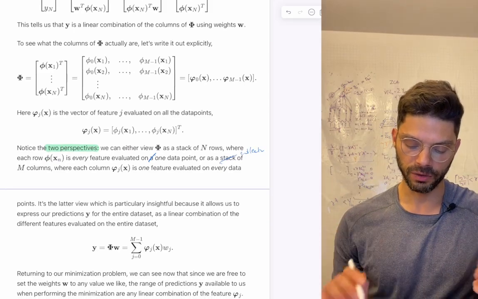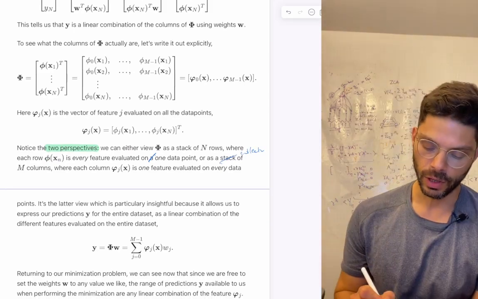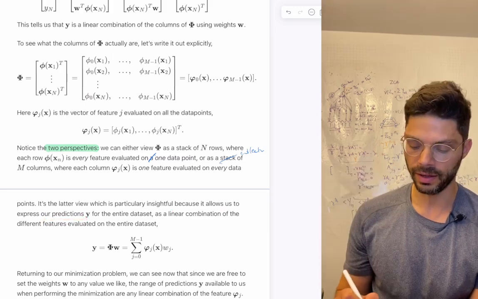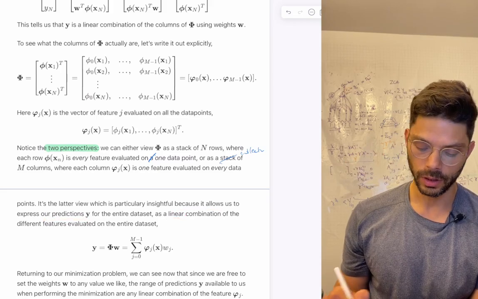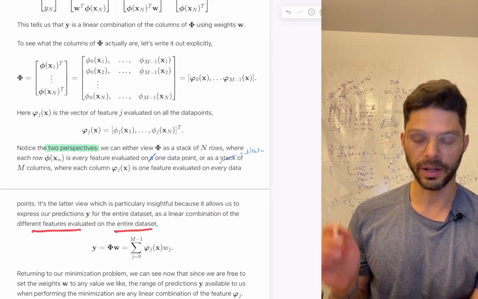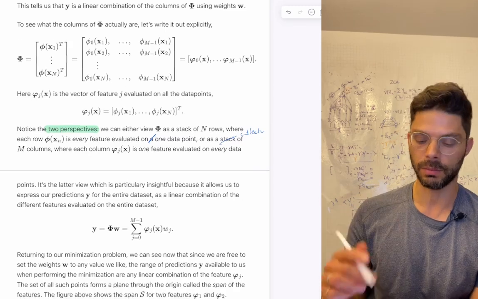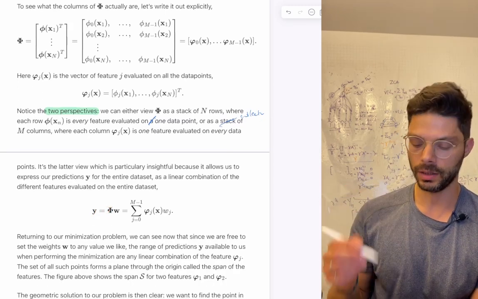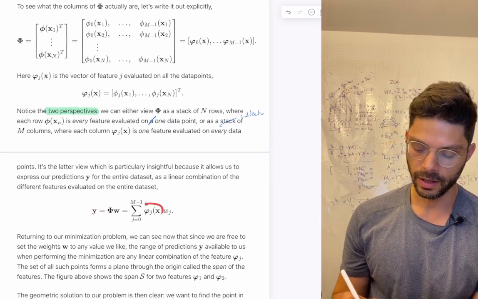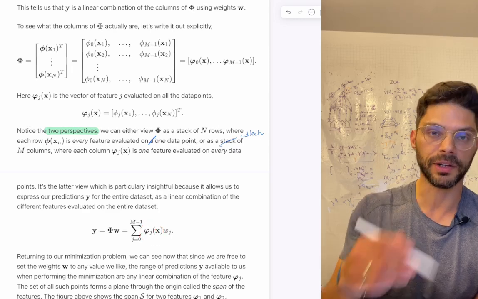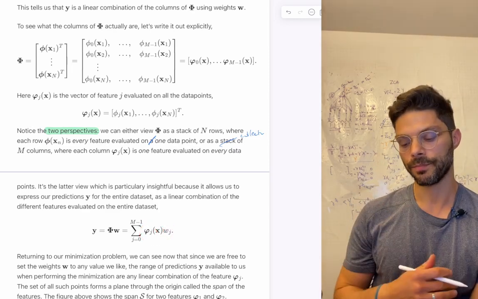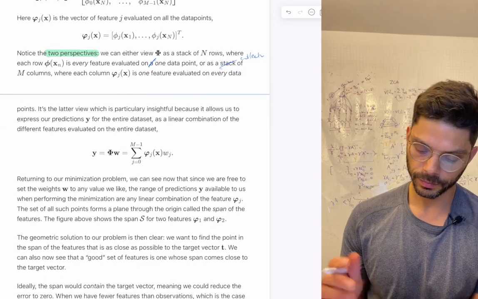And now the one we're going to use mostly is going to be the latter view, which is particularly insightful because it allows us to express our predictions y for the entire data set as a linear combination of the different features evaluated on the entire data set. So that's kind of what I was saying before. When we got this equation y is phi times w, what does that mean? It means that we are taking these features, evaluated on the entire data set, and we're weighting them by w. And so we need to find a good weighting.